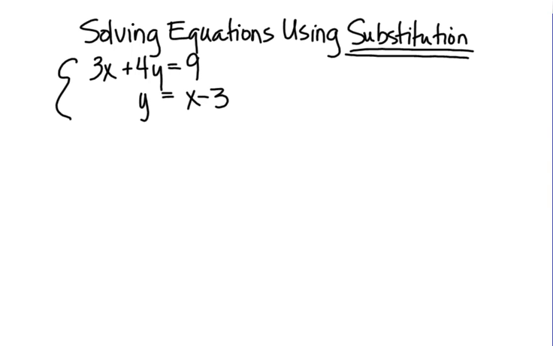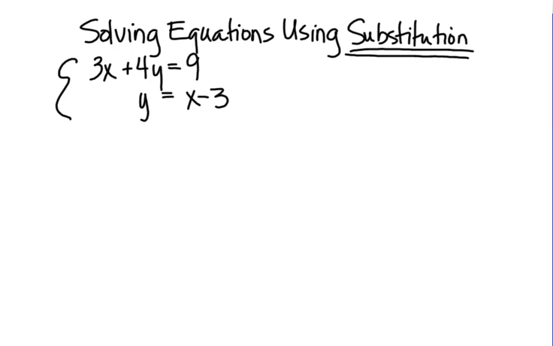First problem we're looking at is 3x plus 4y equals 9 and y equals x minus 3. We want to find the solution of this system, finding the ordered pair x comma y. So we need to find the value of x and we need to find the value of y. So the first thing I want to know is there a way I can find the value of x or y, or isolate x or y?